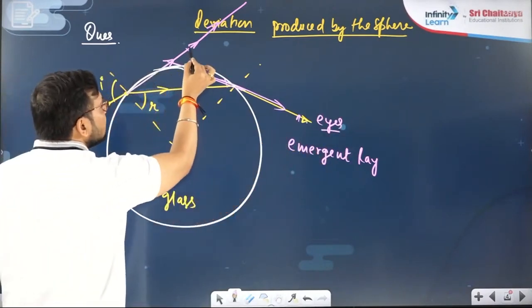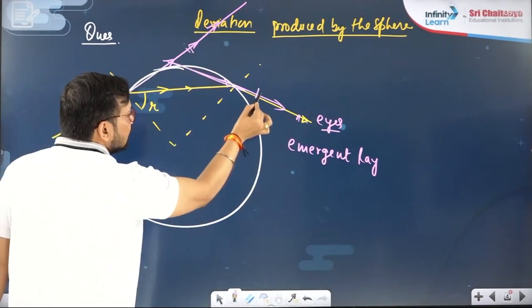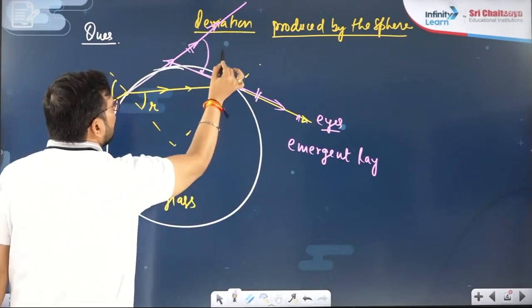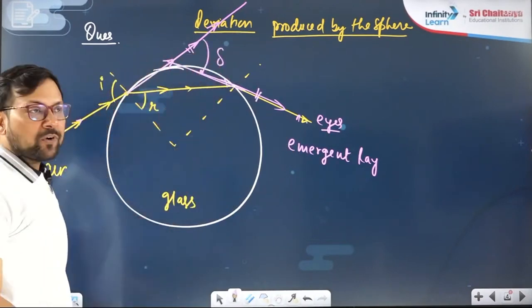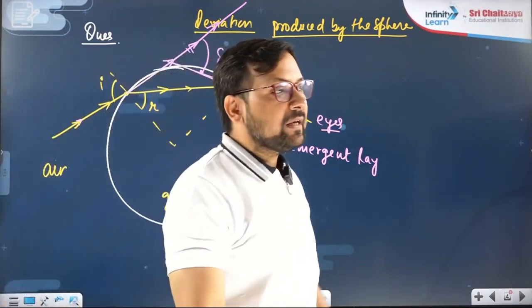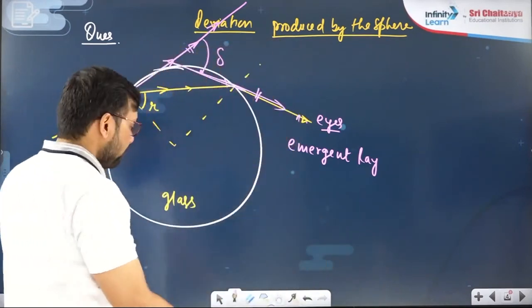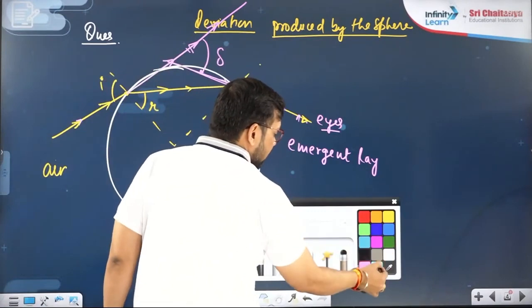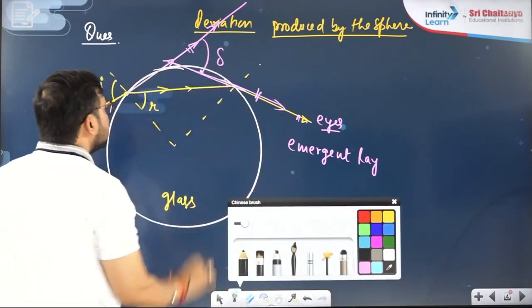So the angle made between the initial ray and the final ray is called deviation. First we will understand what deviation is. That is the deviation. After that, once we have the deviation, we have to calculate it.